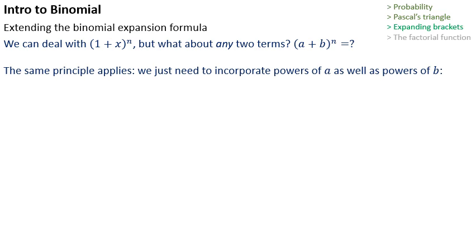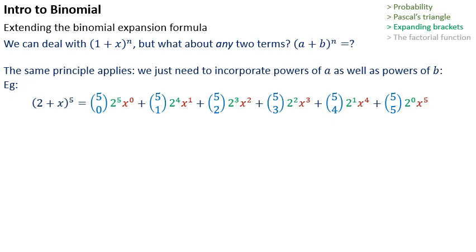When we've got powers of a as well as powers of b, we need to think of 3 different things all at the same time. I've tried to color code them because this does look messy. But if we had, let's say, 2 plus x to the power 5, there are 3 different aspects to this that we need to look at.